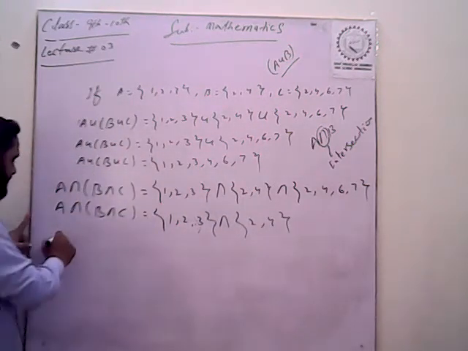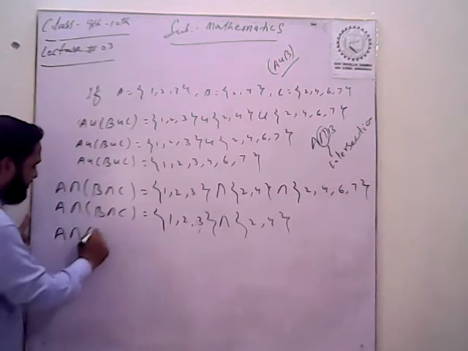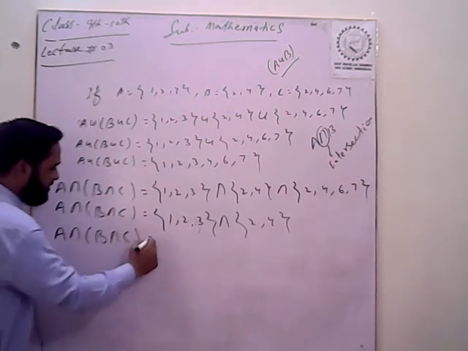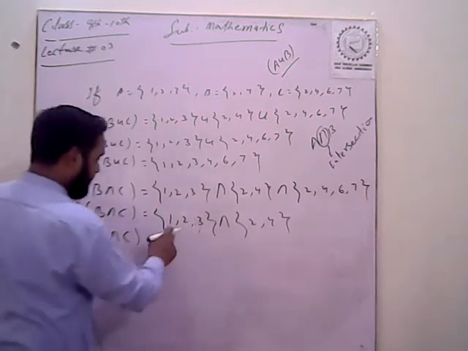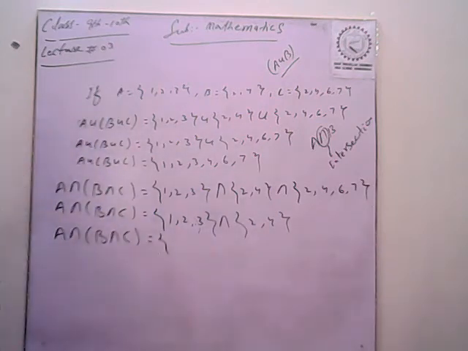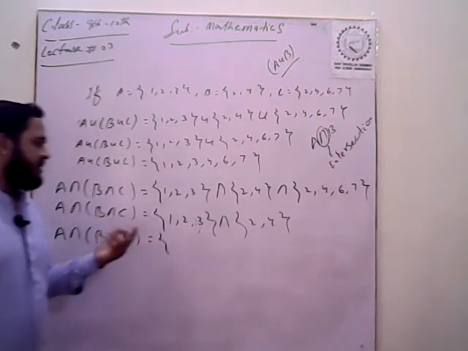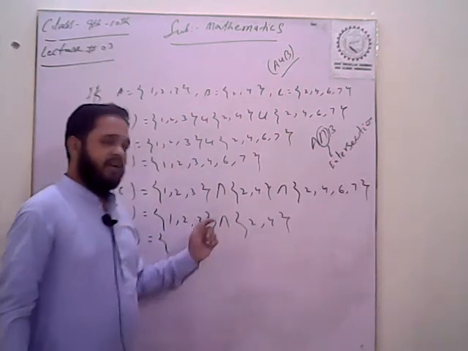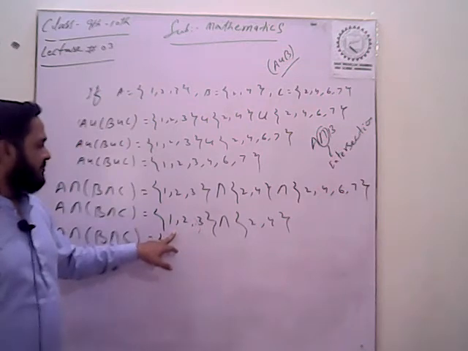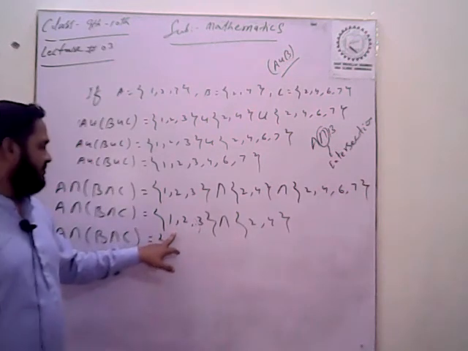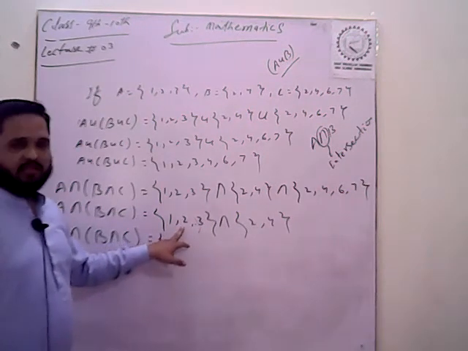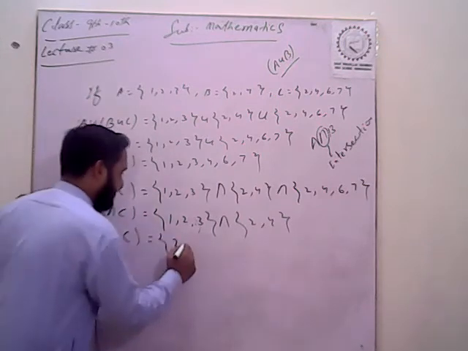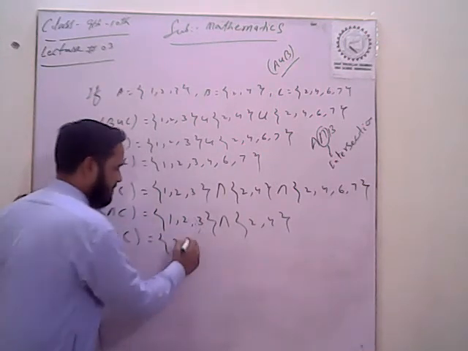Now again, A intersection B intersection C is equal to, the symbol is intersection. Now here the two sets A and B: 1 is not common, 2 is common, and 4 is not.